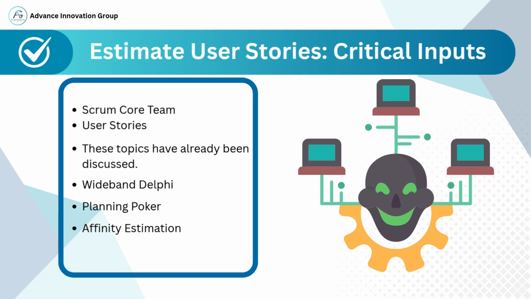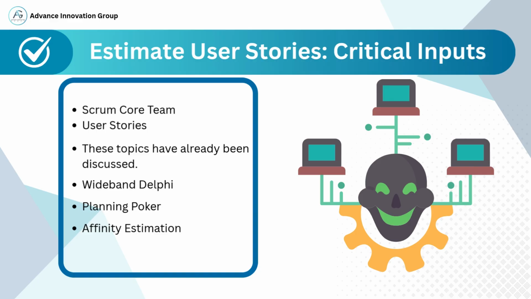It helps eliminate bias and leverages the collective intelligence of the team. 2. Planning Poker. This is the most commonly used estimation technique in Scrum. Each team member privately selects a card with an estimate, and all cards are revealed at the same time. If the estimates vary significantly, the team discusses the reasoning behind them before re-estimating. It promotes participation, avoids groupthink, and encourages healthy debate.